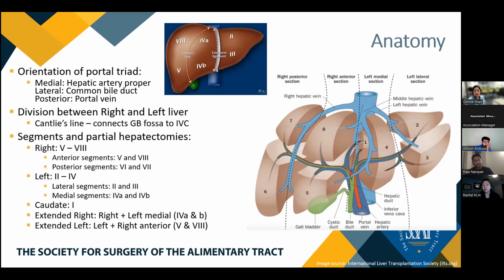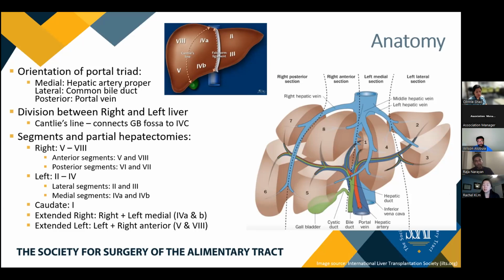The caudate segment, or segment 1, is in the center of all this. If you flip the liver like a loaf of bread to the underside, you'll see that center segment. So when we talk about a right hepatectomy, we're talking about segments 5, 6, 7, and 8. A left hepatectomy is segments 2, 3, and 4. A caudate resection is something separate. A right anterior segmentectomy is 5 and 8. Left lateral, for example, is only 2 and 3.